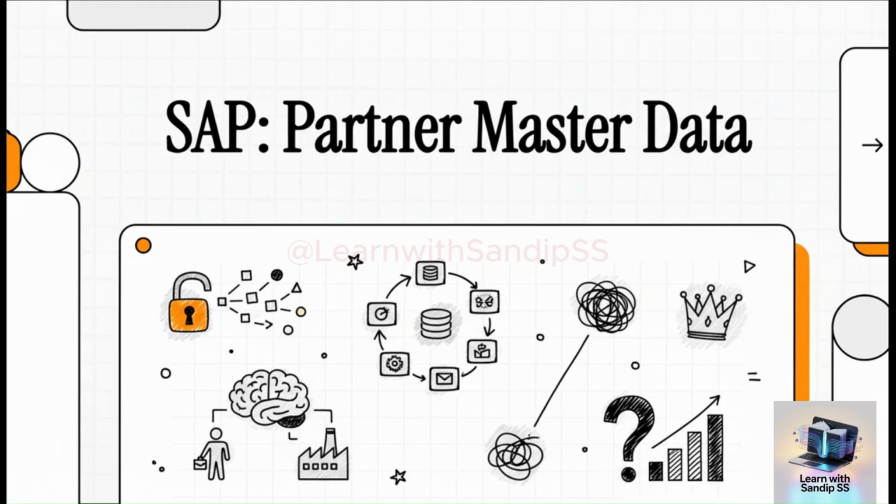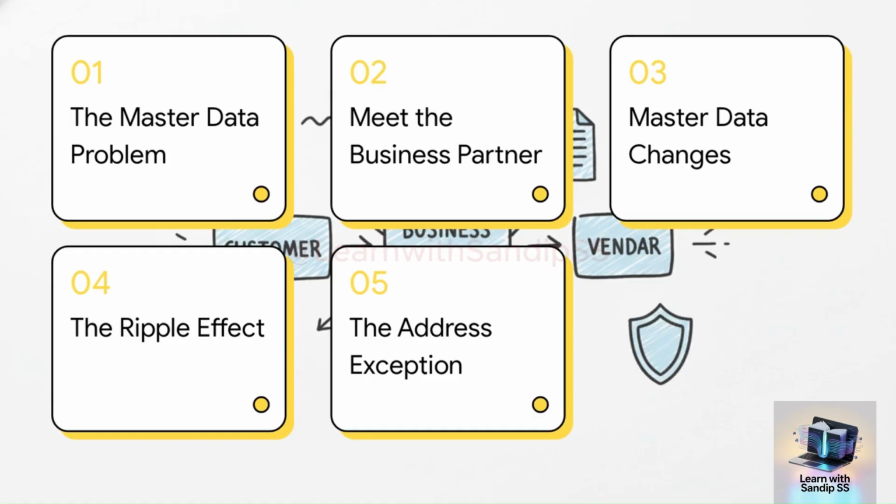All right, let's jump in. So here's our game plan. First, we'll talk about why this is even a problem. Then we'll meet SAP's big solution, the business partner. After that, we're going to walk through what happens when you actually make changes, see the ripple effect it causes, and then uncover one really important exception to the rule that you have to know.